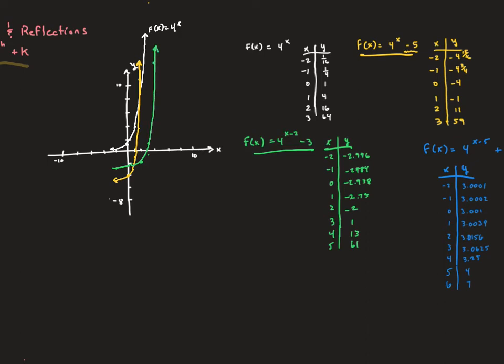And what has happened is the function has been moved. It has been moved right 2, right? It's been moved right 2, and then it has been moved down 3. But otherwise, it's the same general shape, right? 4 to the x. And then it's just how it has been moved around.